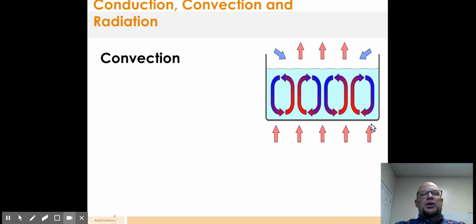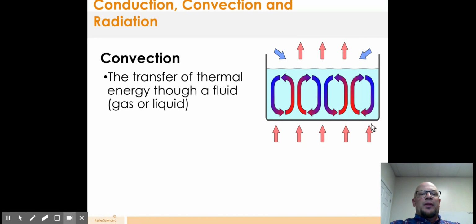So then it looks at convection. Convection is going to be the transfer of thermal energy through a fluid. Now, a fluid, for our purposes, can be a gas or a liquid. And so you see as this heat begins to travel up, the cold air is forced down, begins to heat up by what's down here.